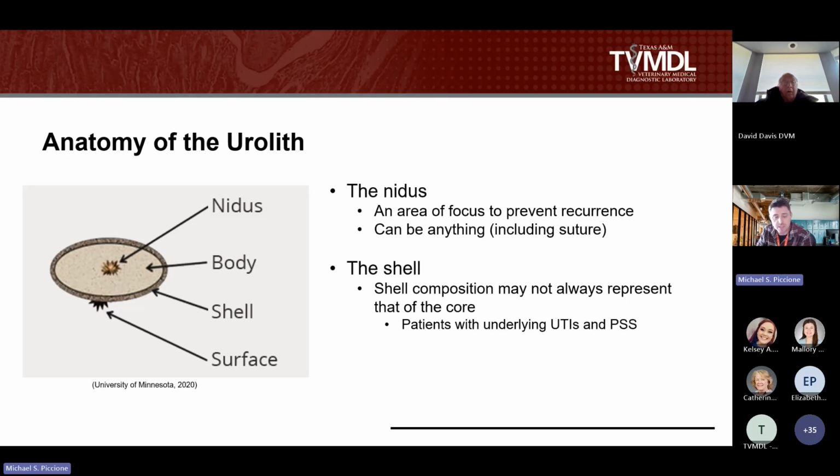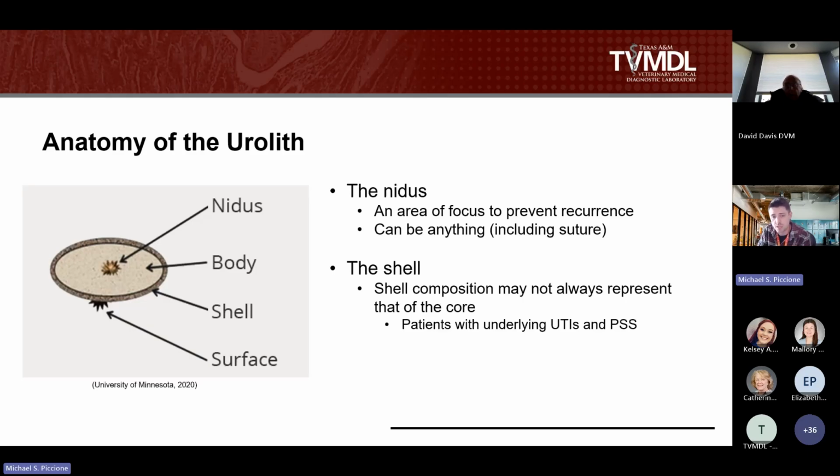The other aspect of this anatomy that I like to discuss, or at least mention, is the shell. I think this is important, again, for a treatment aspect of it. We have to know the composition of the urolith, but uroliths are not necessarily homogeneous. The shell of the urolith may not be the same as the core of the urolith. And I say that because many patients may have, or some may have, multiple underlying diseases.